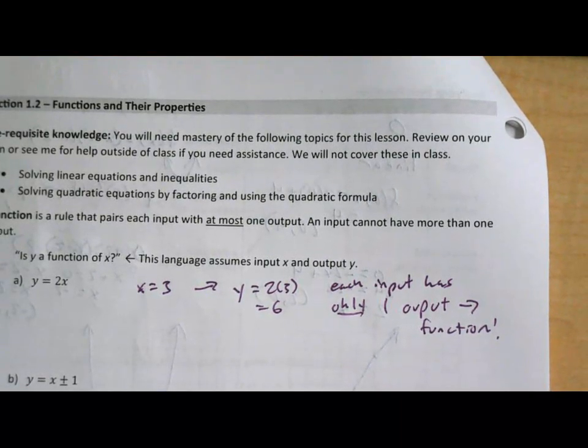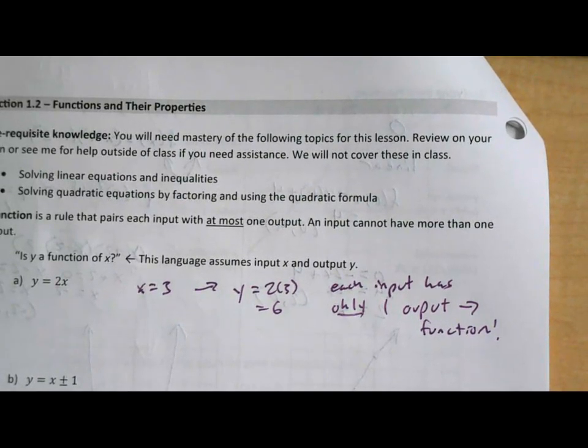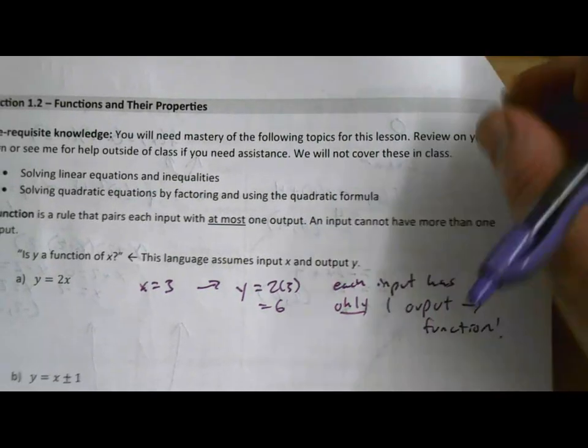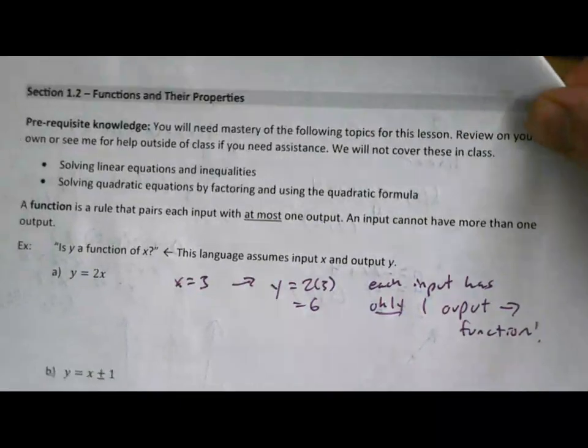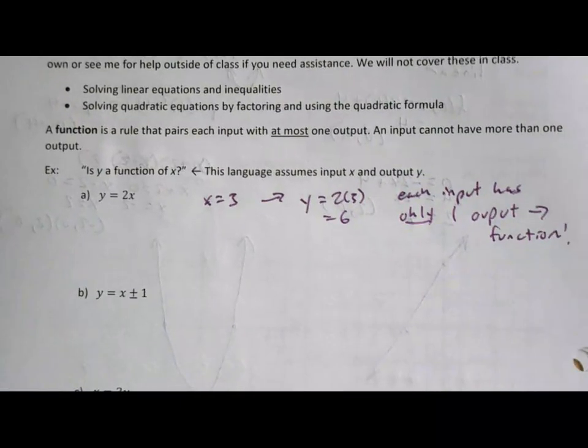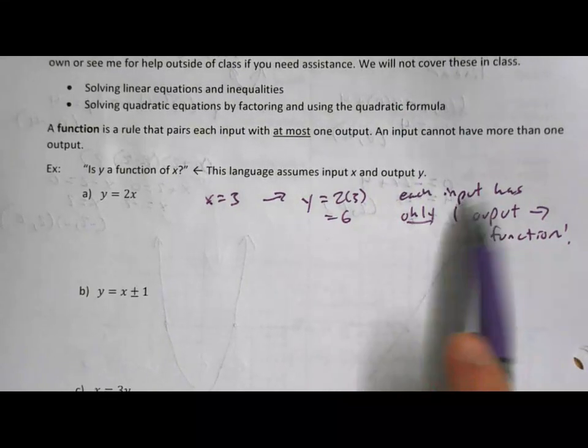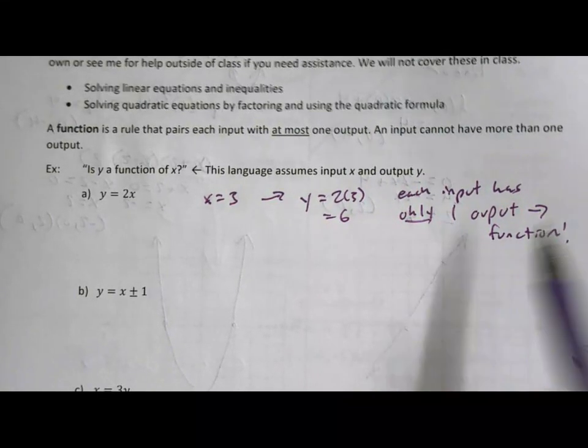Wow. My handwriting got really bad over the summer. Sorry, it'll come around a little bit. It's not great. If you ever need me to translate anything that I've written up here, please ask. This is trying its best to say each input has only one output, therefore it's a function.